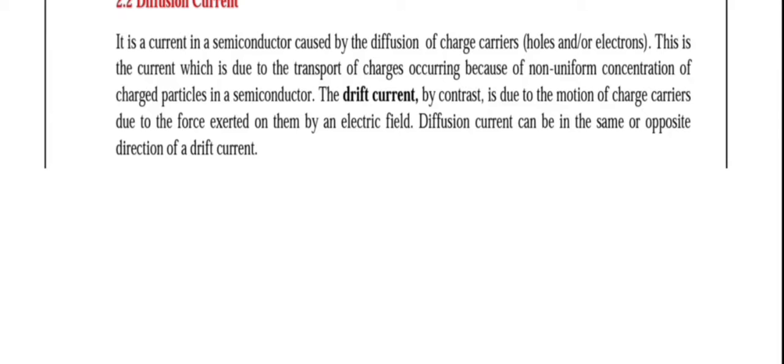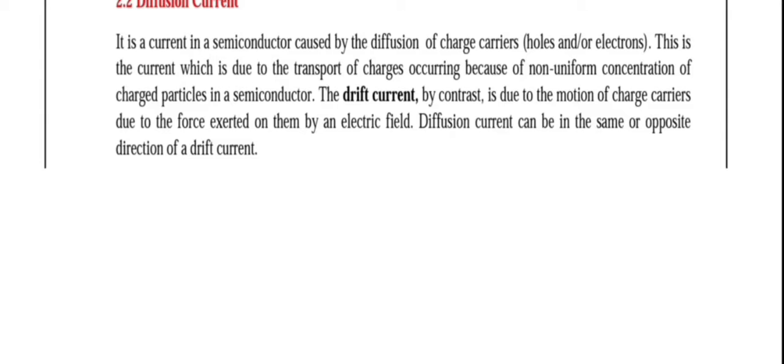So what do you mean by diffusion current? Next topic is diffusion current. It is a current in the semiconductor caused by the diffusion of charge carriers, either holes or electrons. When charge carriers move, a current flows in the semiconductor, and that is known as diffusion current.